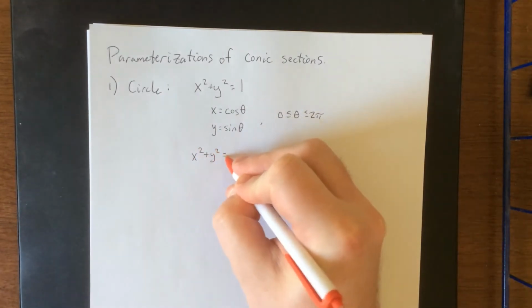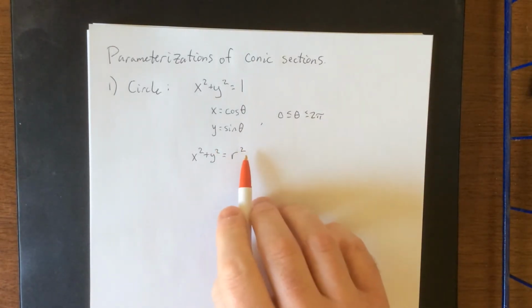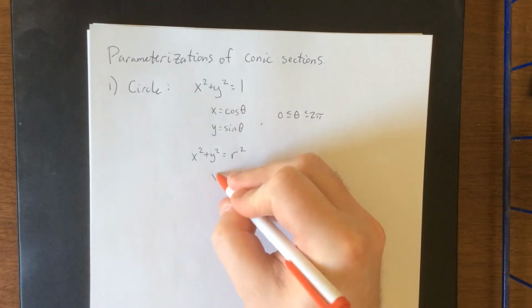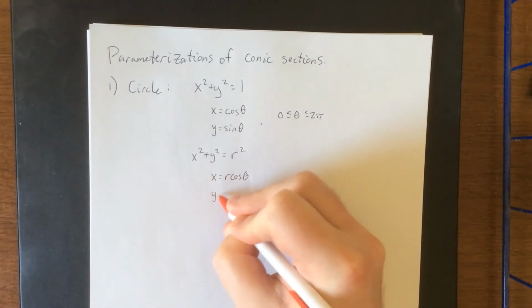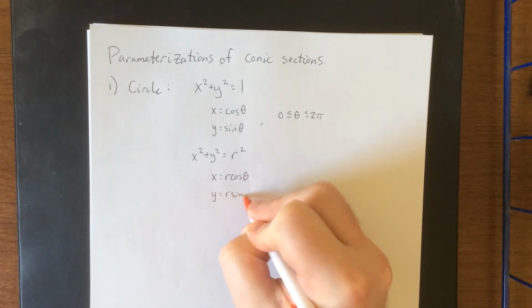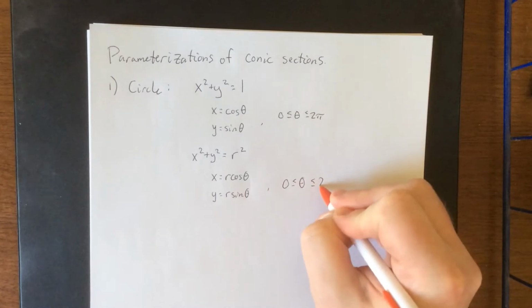So anytime we needed to beef it up and say that x squared plus y squared is equal to r squared for a circle of radius r, we could say that x is equal to r times the cosine of theta, and y is equal to r times the sine of theta, with, once again, theta going from 0 to 2 pi.